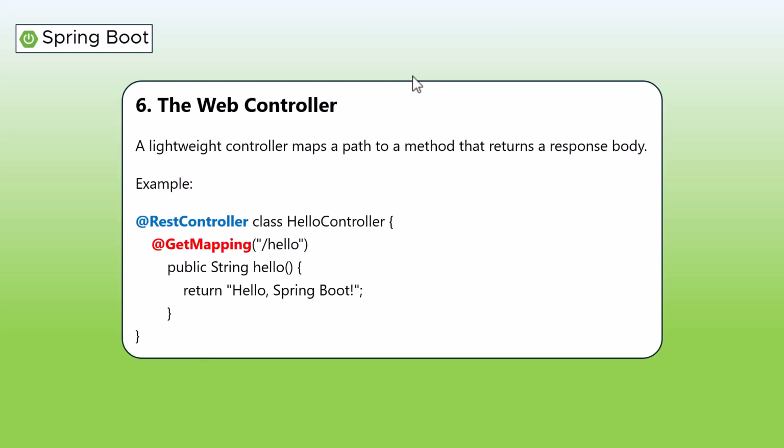6. The web controller. A simple controller demonstrates how to map an HTTP path to a method that returns a response. This shows the core pattern you'll reuse: define a route, handle the request, and return a result that the framework serializes or renders.